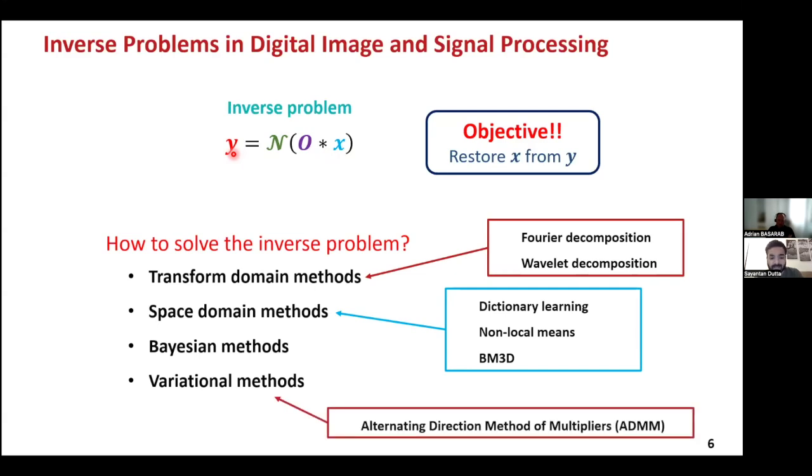And another technique is the variational method, for example, the alternating direction method of multipliers, where we iteratively solve this inverse problem by minimizing the cost function. So these are different techniques. There are other possibilities as well. And all these techniques are quite efficient for tackling this inverse problem.